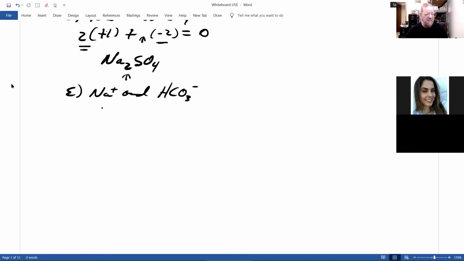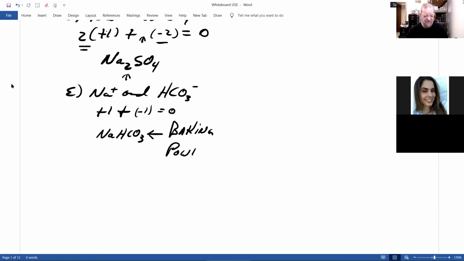And this is a +1 sodium, and this is a -1 bicarb, and it does add up to 0. So that tells me I have 1 sodium and 1 bicarb. And this is sodium bicarbonate. You know it as baking soda. And that's the structure, what's in the little red or yellow can. And that's how you do that.